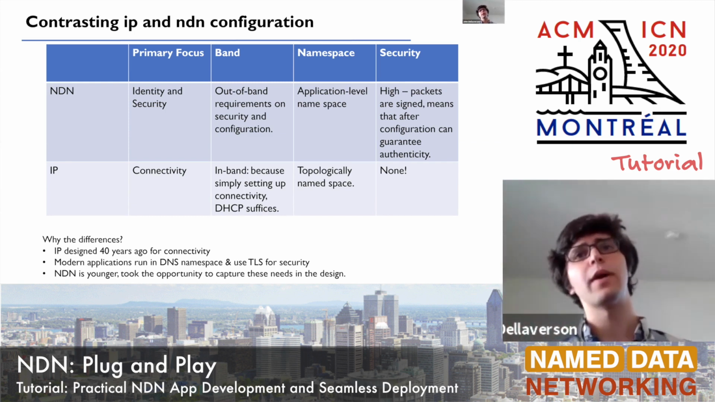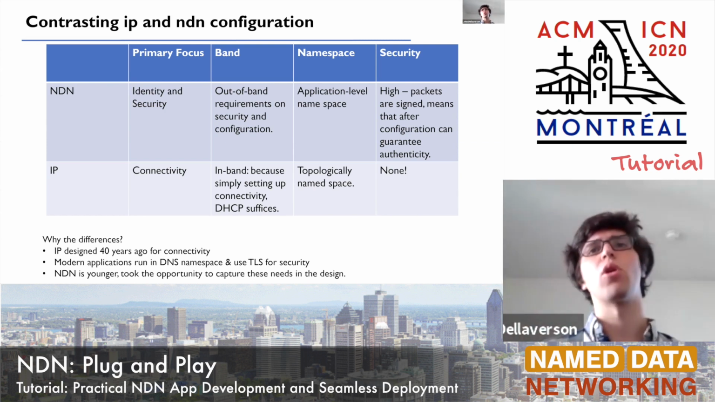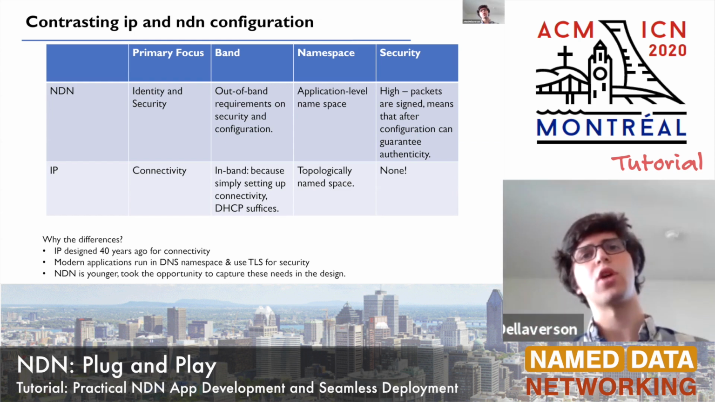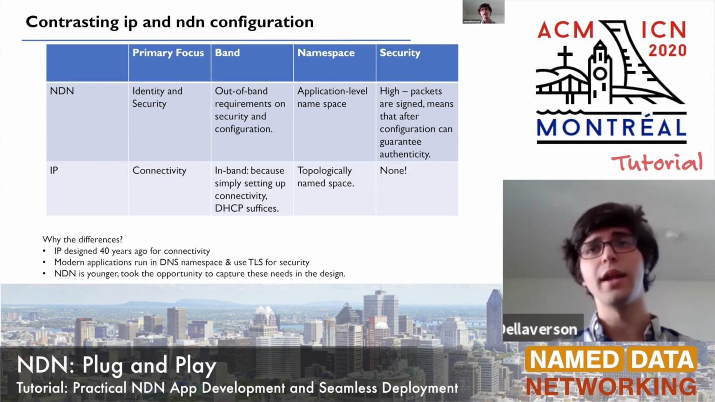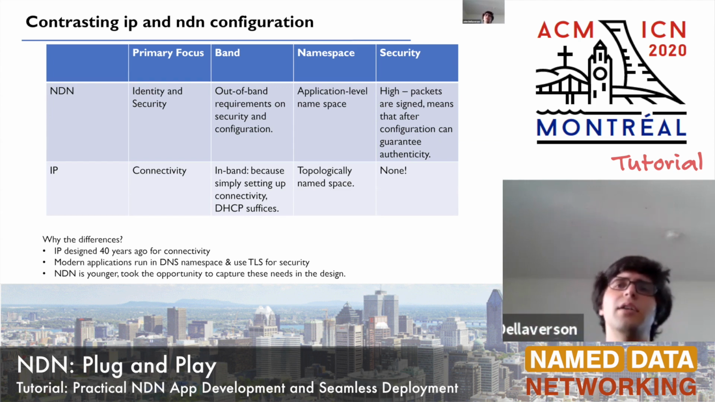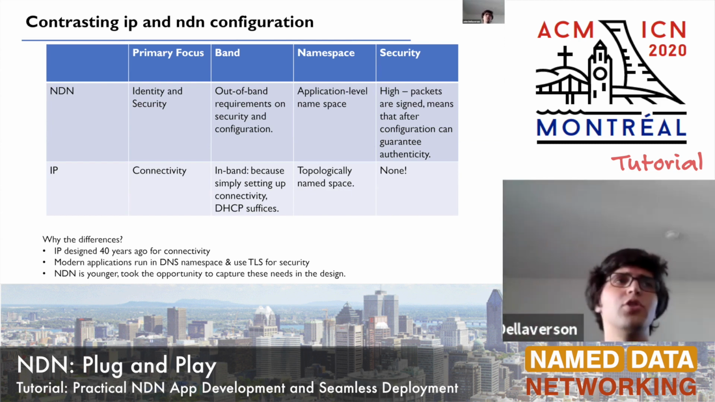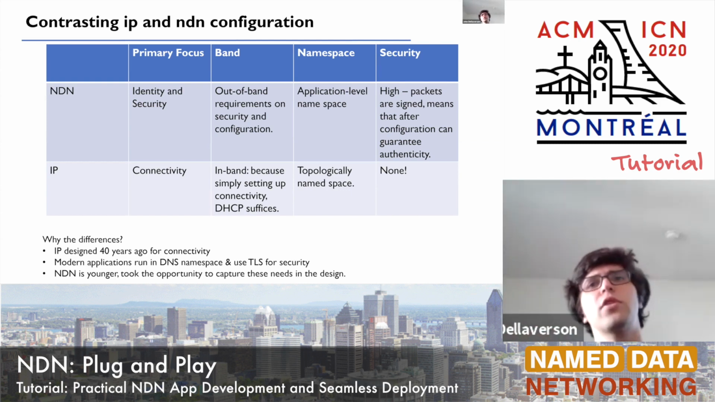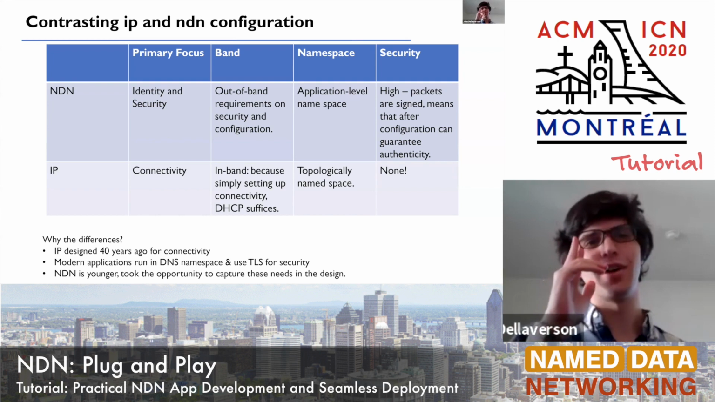In terms of the namespace they operate in, recall the diagrams and illustrations from above. NDN works in the application level namespace, whereas with IP, you're working in a topological namespace and plugging into addresses that are topologically arranged. And in terms of security, NDN has relatively high levels of security, given that you can ensure authenticity once you've actually done your configuration, and IP isn't really concerned with security.